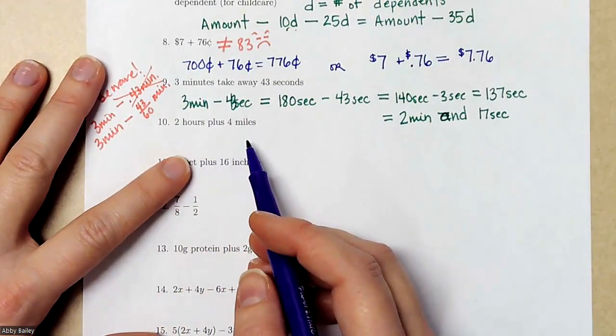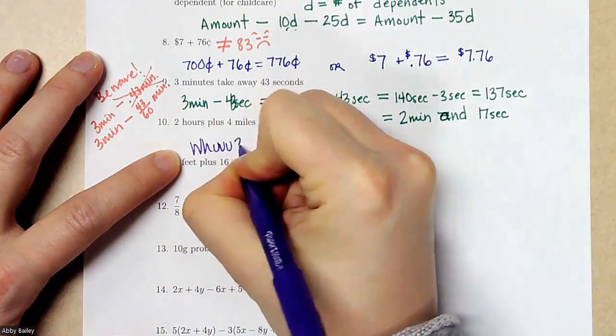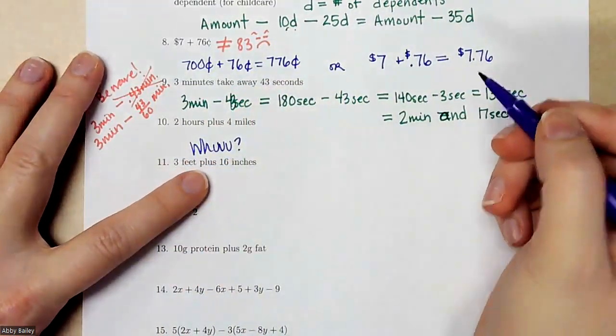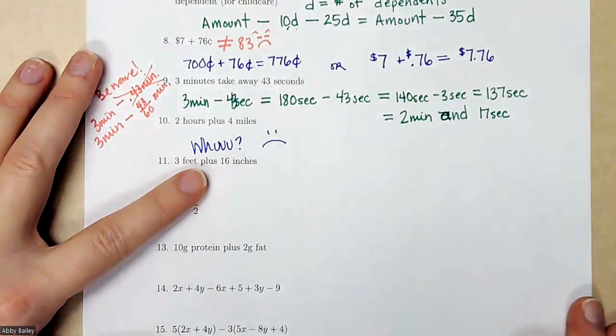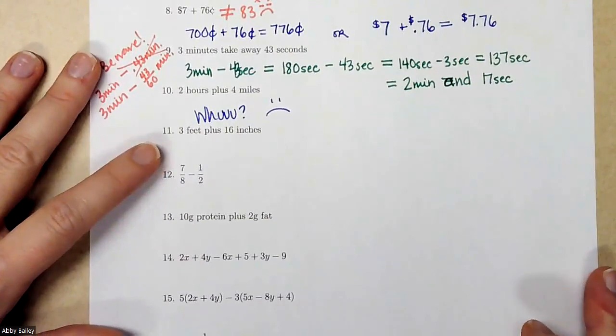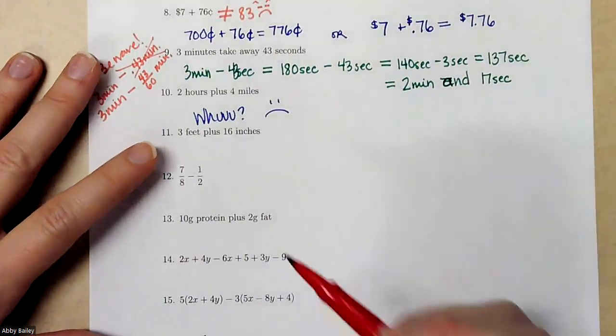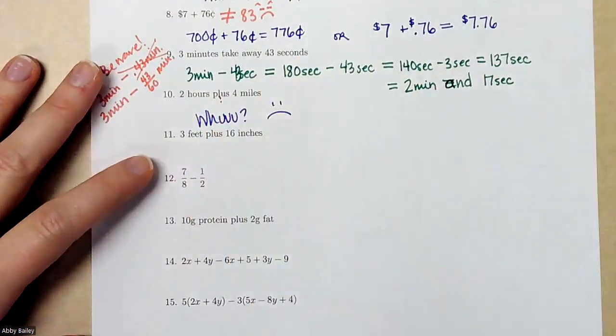2 hours plus 4 miles. What? Okay, these are not alike. They're very different. Time and distance. Nope. Not adding them. Maybe as a ratio, but plus, I question that.